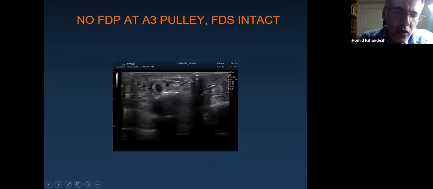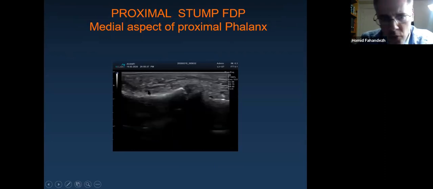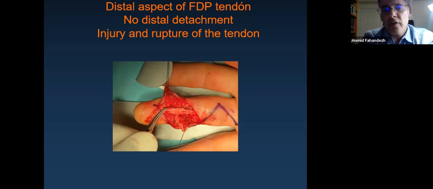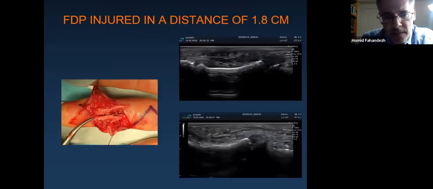And also I saw that the FDP tendon was not at the A3 pulley, and that the tendon was in the medial aspect of the proximal phalanx. So I went to the surgery with Walland also, and this is what I found during the surgery. This is the distal stump of the tendon that was really injured. And also this is the proximal stump.